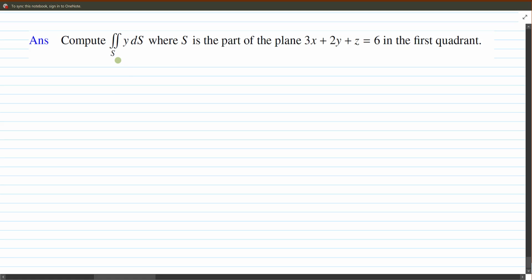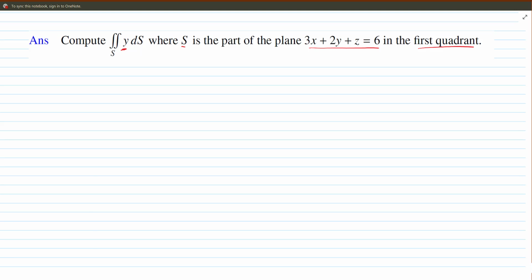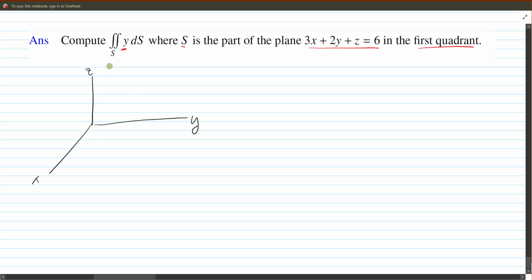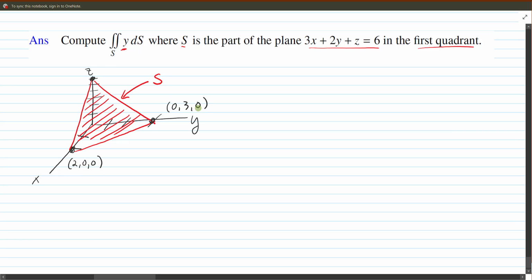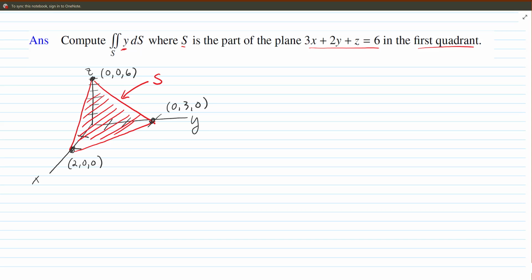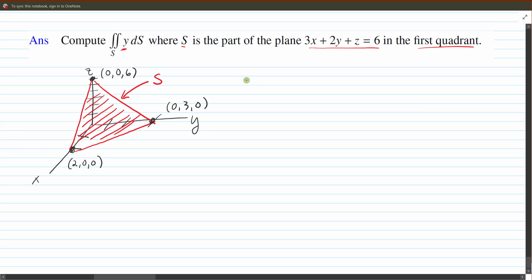Howdy folks, in this problem we're asked to compute a surface integral over the function y, where our surface S is the plane that lies in the first quadrant. So the first thing we should do is sketch our region. So I've sketched the region. You can see I included the intercepts. So let's look into actually computing the surface integral now.